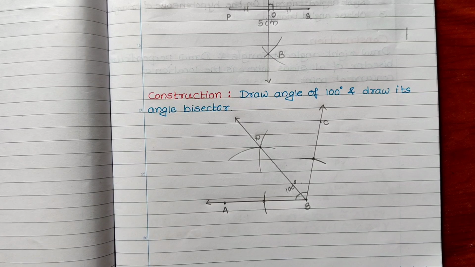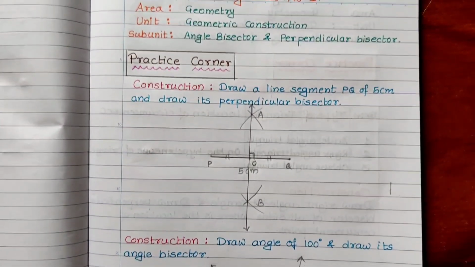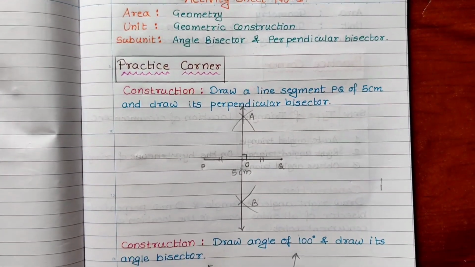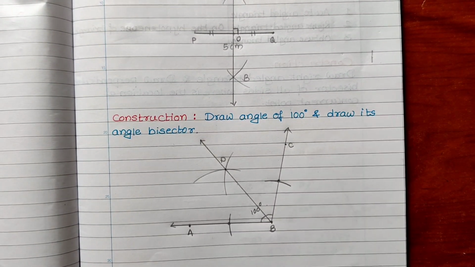In this way we can draw these two constructions or two activities for activity sheet number 1. This is our activity sheet number 1, first activity and second activity. Now let us go on to the second day.